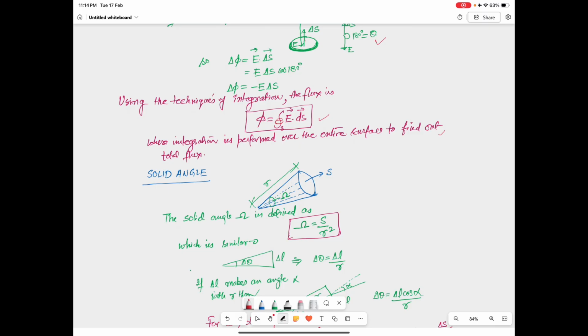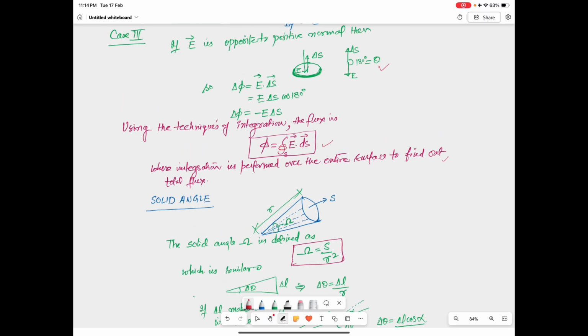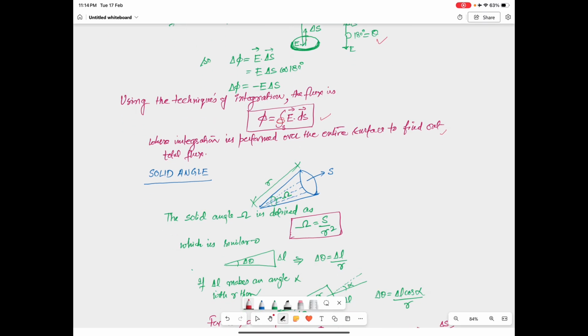Now, after having explained the flux, I will come to the solid angle. What is a solid angle? You can see here, it's a surface, making an angle at a distance r. If there is a center here, I define it as O. So this surface is making an angle here at O. We call it the solid angle, and the notation is omega.